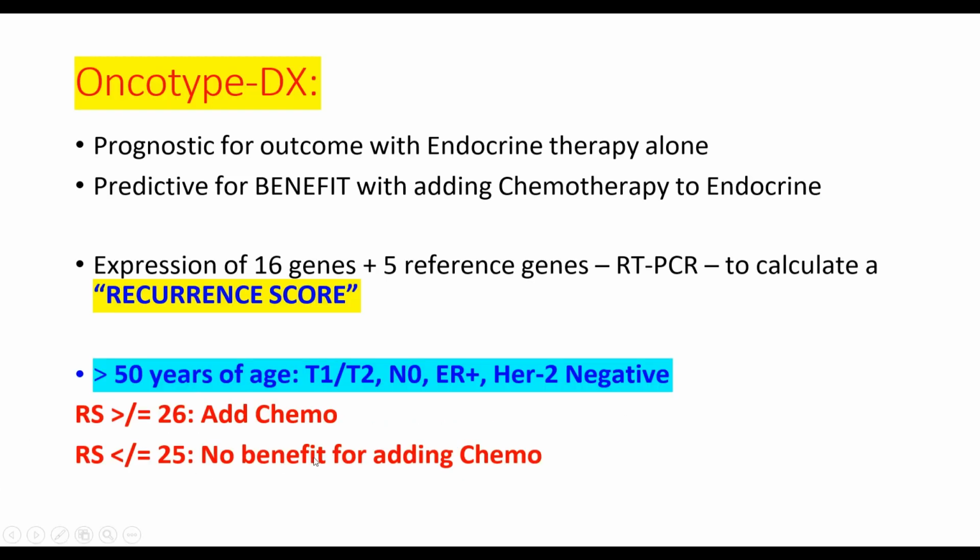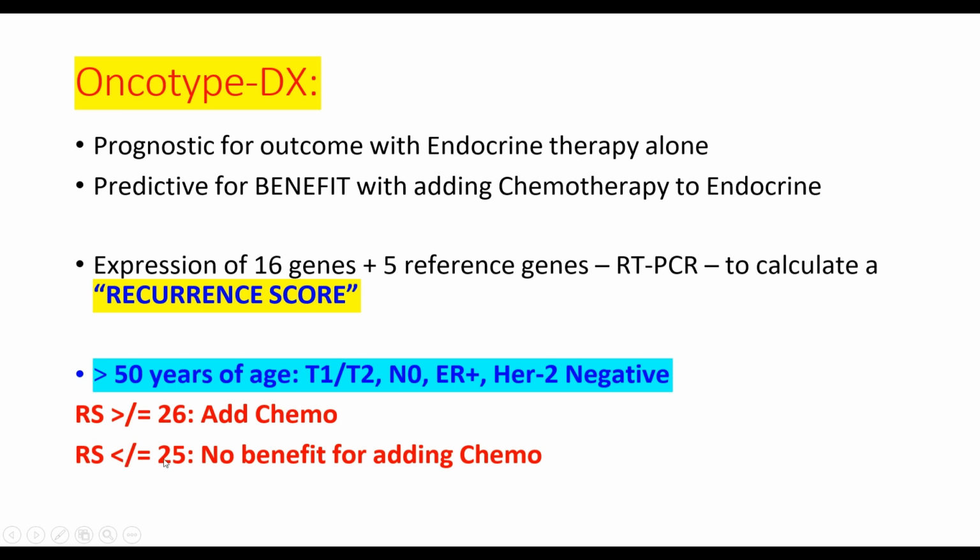The conclusion was again summarized: more than 50 years of age, postmenopausal women, T1 or a T2 node negative, hormone receptor positive, HER2 negative breast cancer. If the recurrence score is more than or above 26, definitely add chemo.